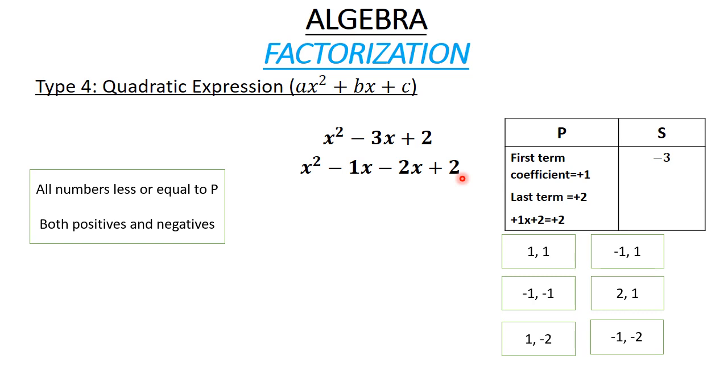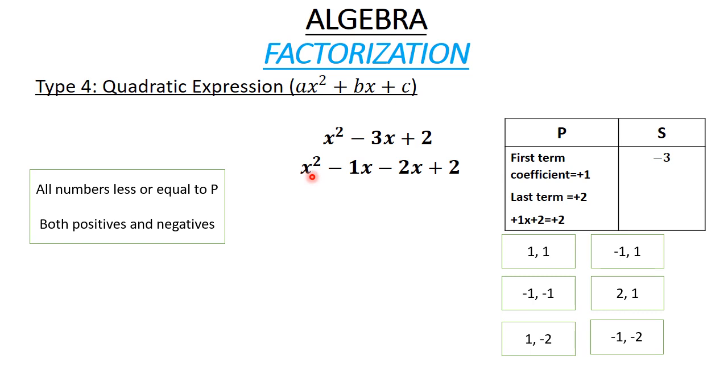Remember, type 3 expressions have 4 terms and 2 of the terms have got common factors. If you see here, x squared and negative 1x, they have got a common factor. Negative 2x and positive 2 have got a common factor. So you have changed quadratic expression to type 3. Now you can factorize it the way we were factorizing type 3s.